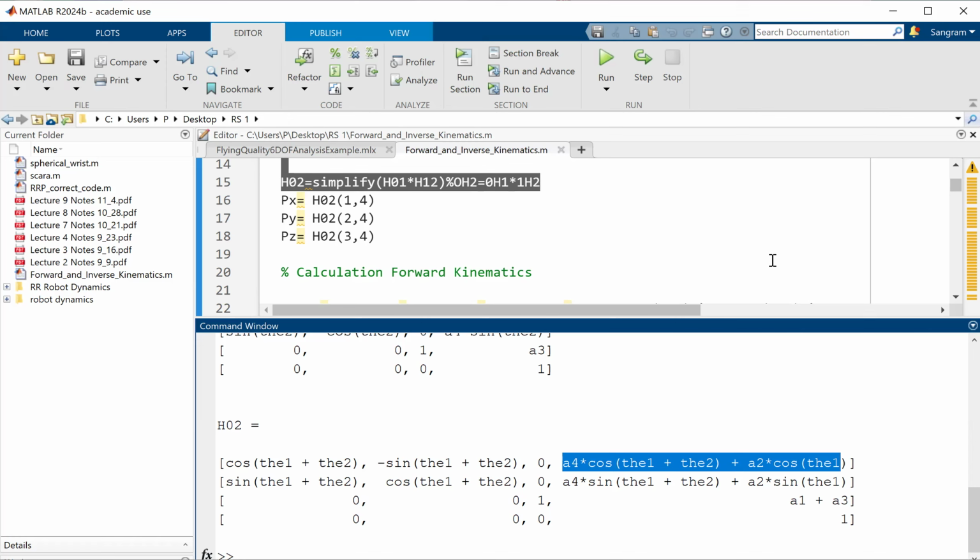Unfortunately, they are sine and cosine terms. It means you have multiple solutions possible. Sine 0 and sine 180 are one and the same. So you will have multiple solutions possible. That's why we need to make sure that we are using an appropriate solver.